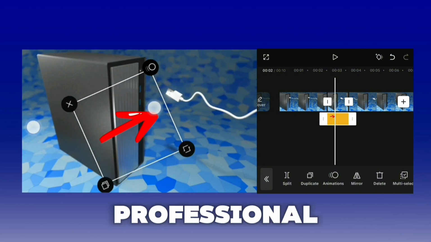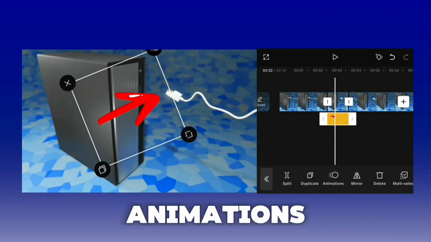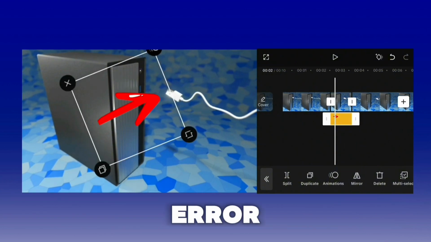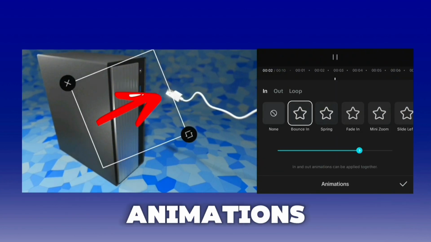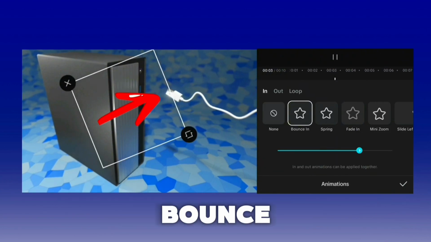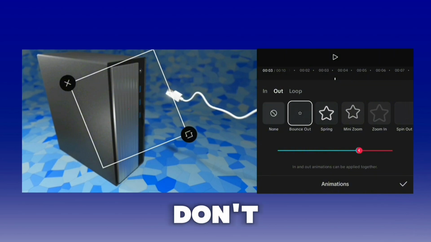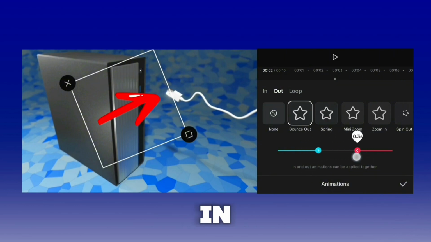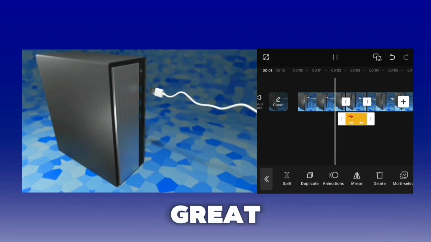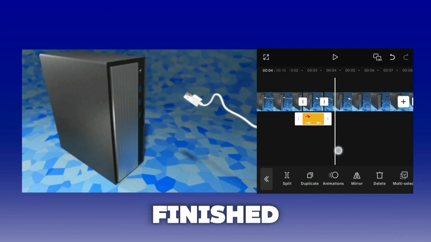To make it look more professional, we are using animations in and out for this arrow. You can use different styles of animations. I like to use the bounce in and bounce out effect. Don't forget to adjust the time for the in effect and out effect here. Great, the arrow marking and animation is finished now.